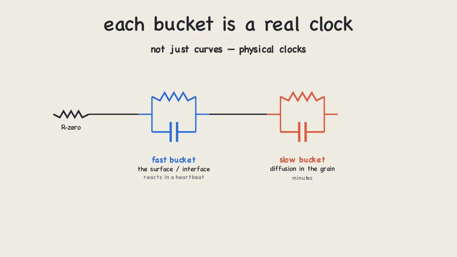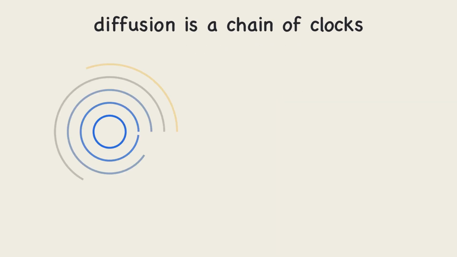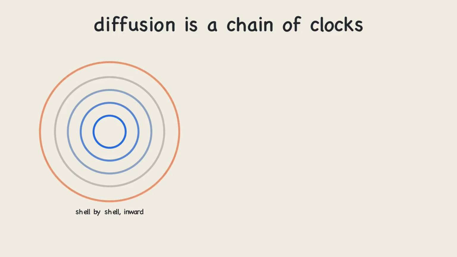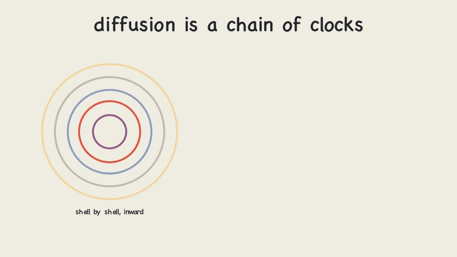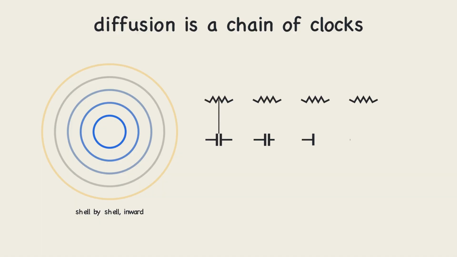But here is the subtle part. Diffusion is not one clock. The very surface relaxes first. Then the layer beneath it, then the next layer deeper still. Every shell of the grain has its own small delay. So diffusion is really a whole chain of tiny buckets. A little resistance to the next shell, a little capacitance to fill it. Over and over, inward, engineers call this chain a transmission line.